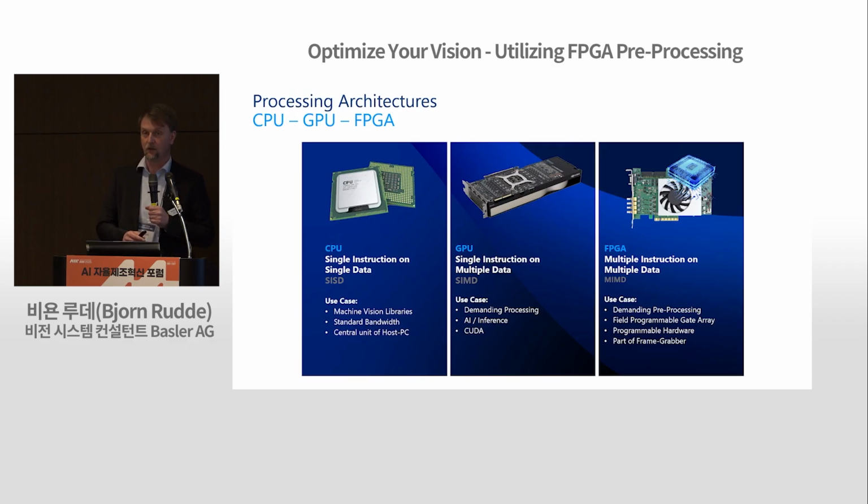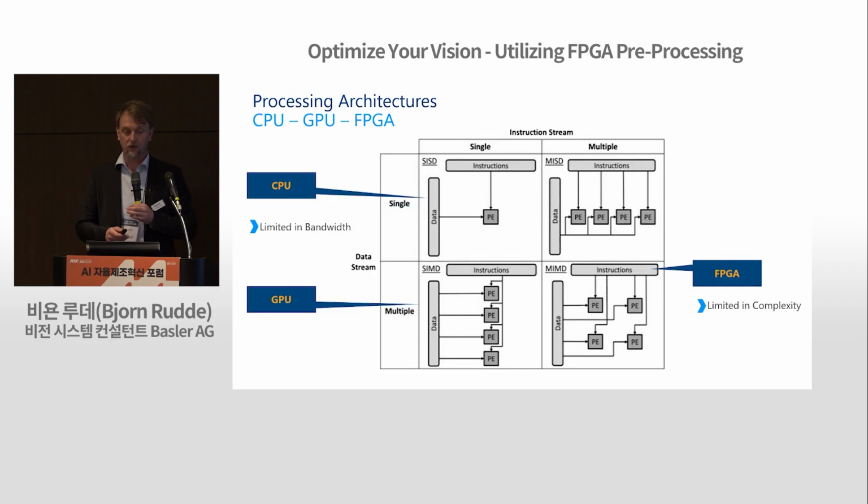The FPGA is very different to a CPU or a GPU approach. When we look into the details, in general, the CPU is really good at using the machine vision libraries there are in the market. You can work on standard bandwidth in that case. But when it comes to very demanding industries and applications where a lot of data needs to be processed, the GPU is also an option you can choose, but the FPGA is very strong in complex calculations and it's completely independent of the host system regarding its processing.